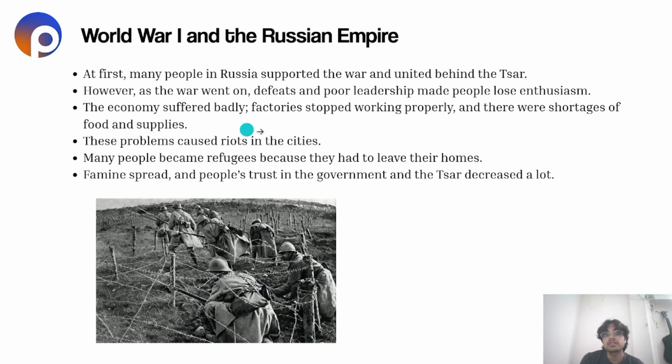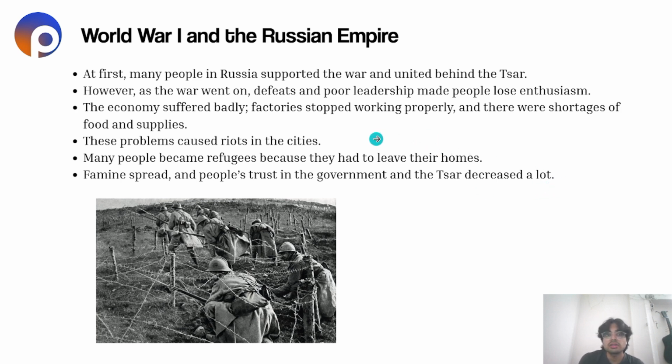Now, the economy suffered badly, factories stopped working properly, and there were shortages of food and supplies. These problems caused riots in the cities. Many people became refugees because they had to leave their homes. Famines spread, and people's trust in the government and the Tsar decreased a lot.